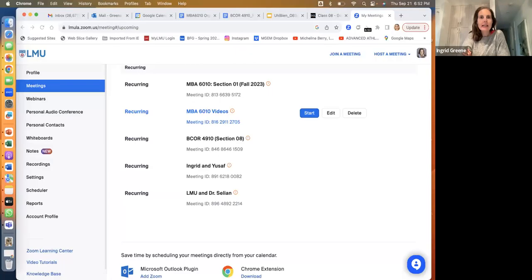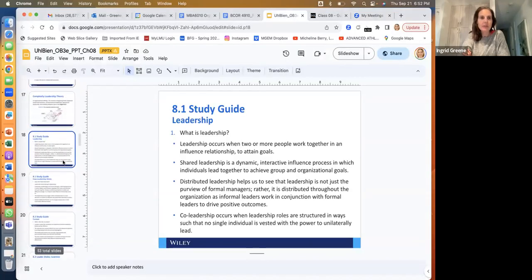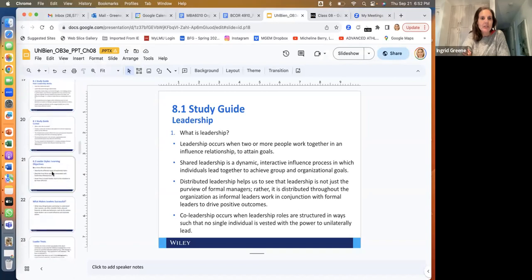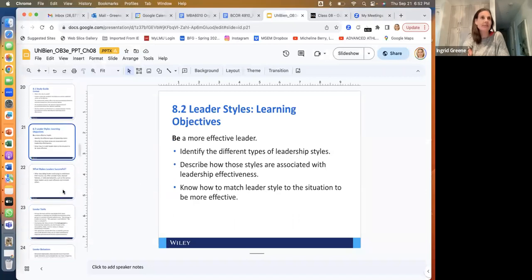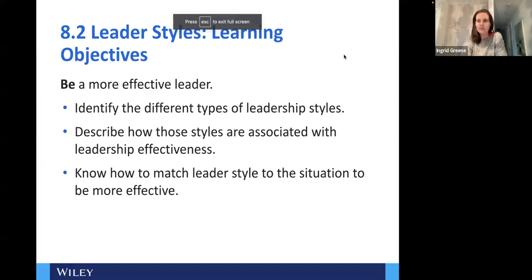I like this chapter because I think it really allows us to look a little more closely at our own leadership styles. Here in Section 2, we talk about being a more effective leader, what that means, identifying the different types of leadership styles, and describing how those styles are associated with leader effectiveness. So how can you personally become a more effective leader and know how to match leader style to the situation to be more effective? Because a key learning from this course is that everything is dependent on the situation, and situations change. Let me go ahead and do slideshow mode.